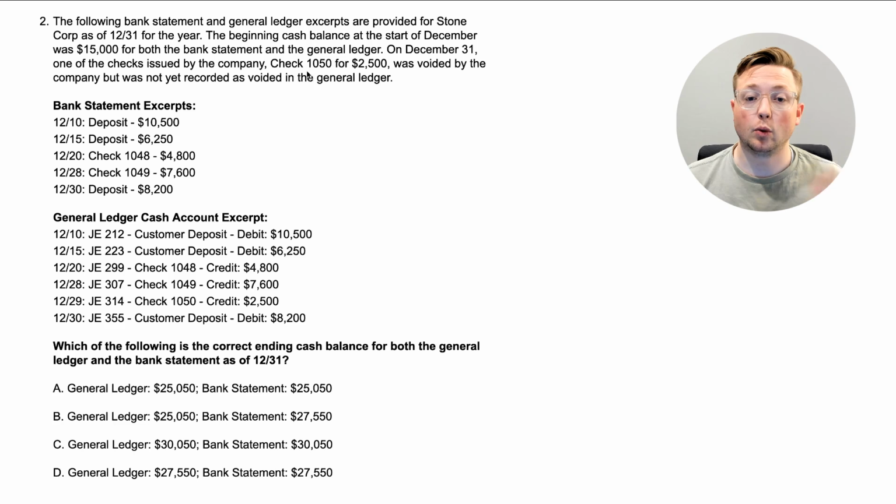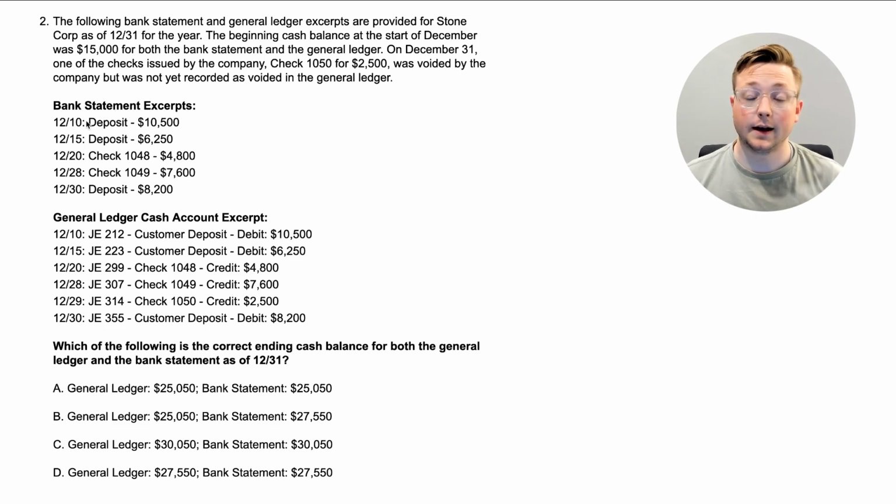Okay, so we know that they start at 15,000. Each of these starts at 15,000, which makes sense because it hopefully would have been reconciled at the end of November, right? And the thing that we need to pay attention to here, in addition to all the rest of this information, is that check 1050, and we'll look for that as we're going through this, was voided. So let's go through this.